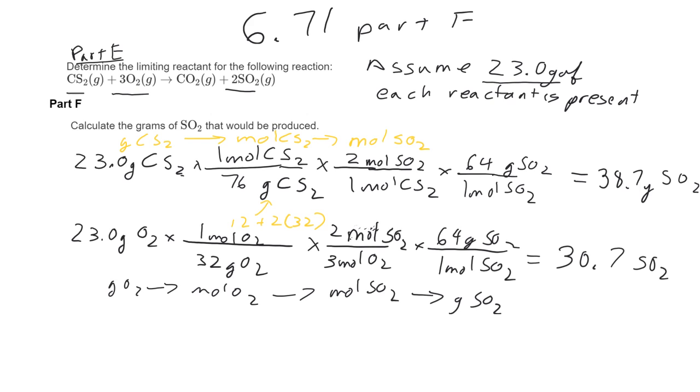grams of sulfur dioxide. So I have enough wheels here to make 38 cars. I have enough doors to make 30 cars. So how many cars can I actually make? The lesser amount.